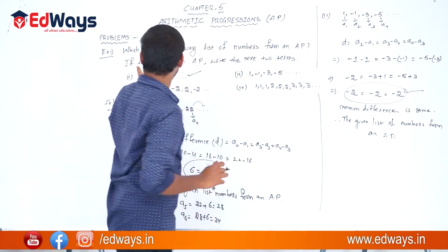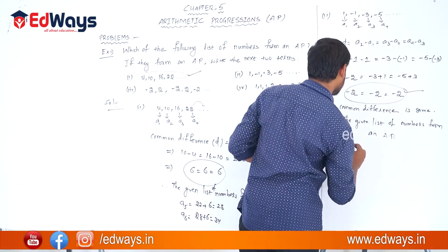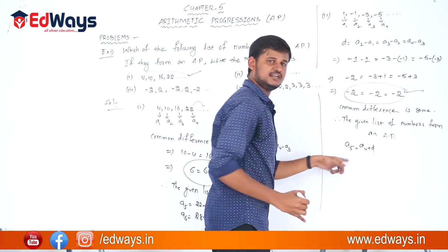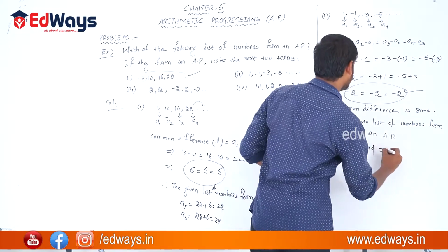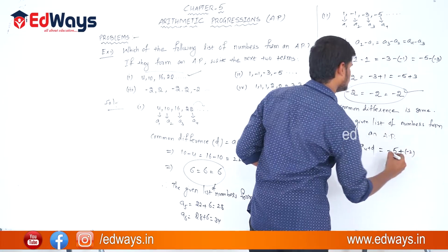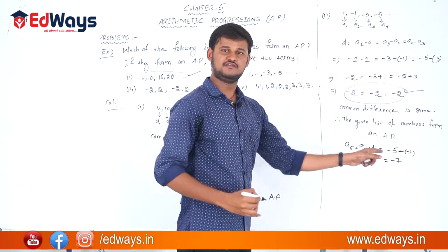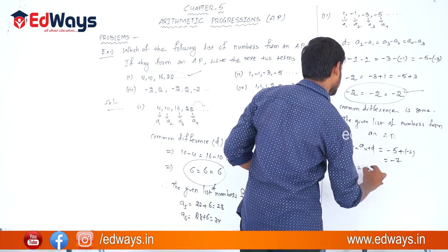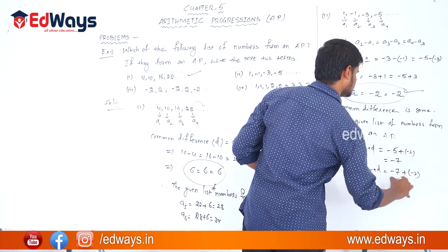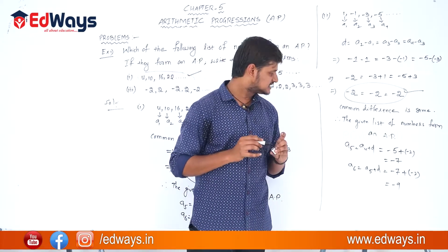So now what's the next question we have to do? If they form an AP, write the next two terms. How do you write the next two terms? A5 is equal to A4 plus D, right? What is A4 we got? -5. What is D? -2. So -5 plus of -2, that is -7, is your A5. Then what is A6? A6 is equal to A5 plus D. So -7 plus of -2, that is -9. So the next two terms are -7 and -9.